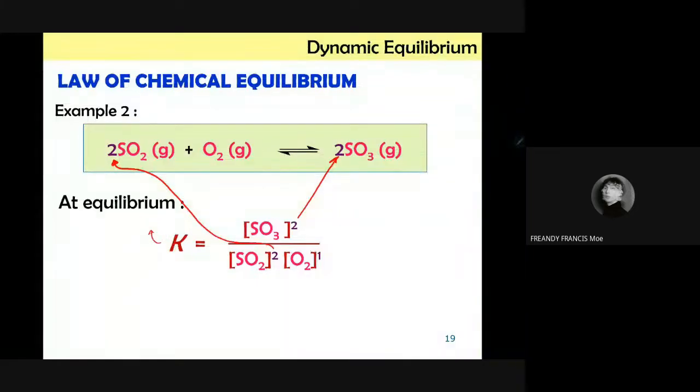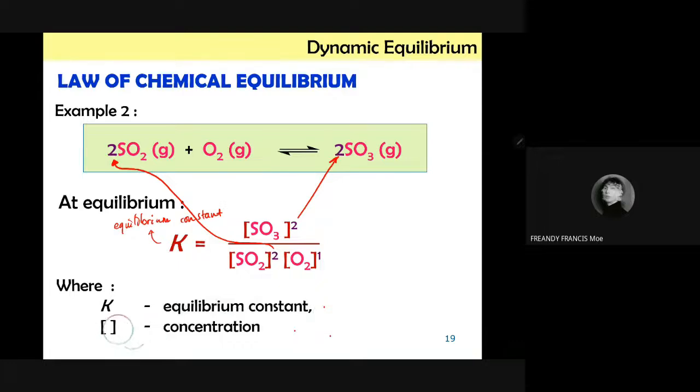So this, kita panggil sebagai equilibrium constant. So the equilibrium constant K, right? Ini adalah dia punya expression. Where K is the equilibrium constant dan ini adalah concentration. Okay. So now kita dah tengok dia punya law of mass action, what it is. Alright. So now kita akan proceed kepada 8.2.